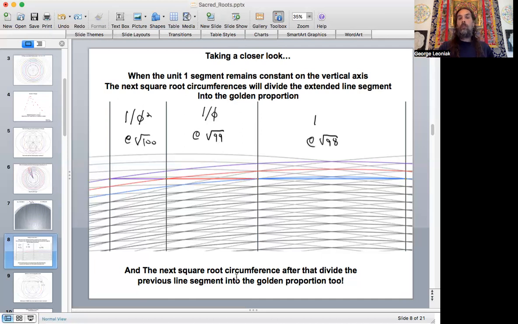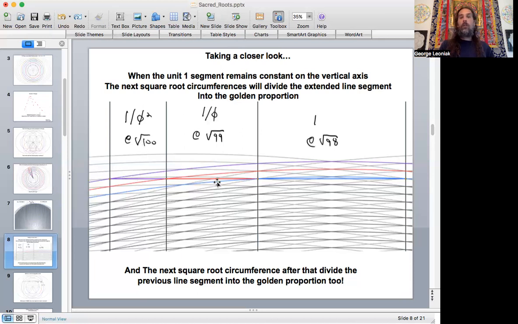And the next square root circumference, after the previous one, basically, this little section here, will also pick up the 1 divided by phi squared. Okay, so that's the next little golden ratio proportion past that. Okay, but that's at the square root of 100.